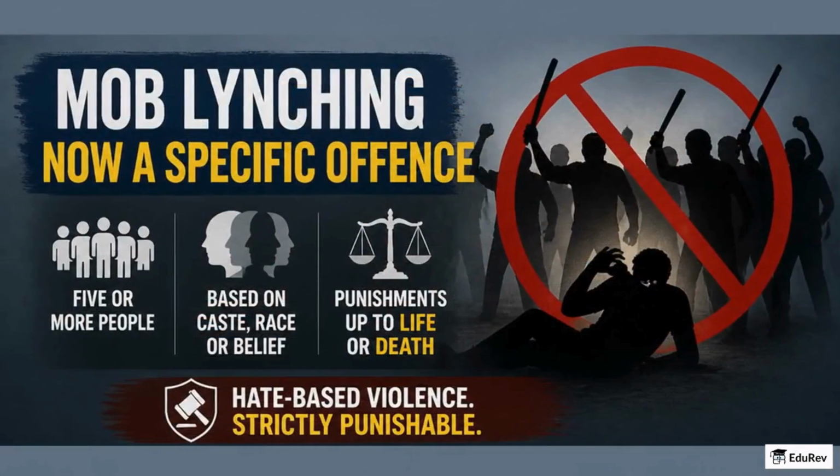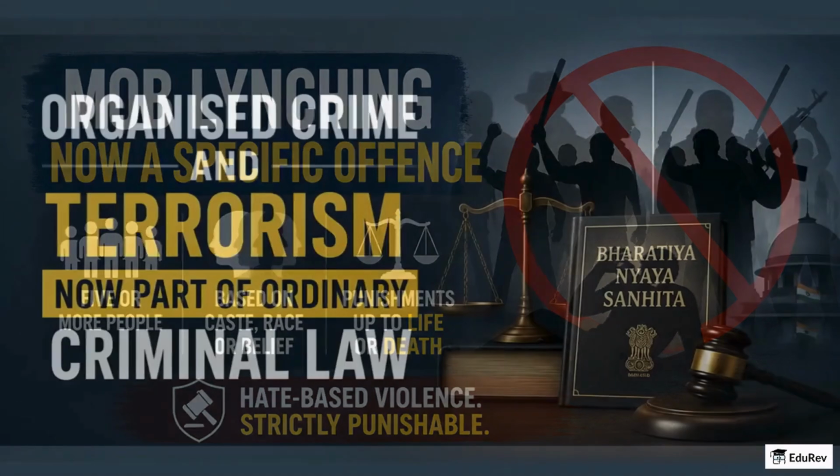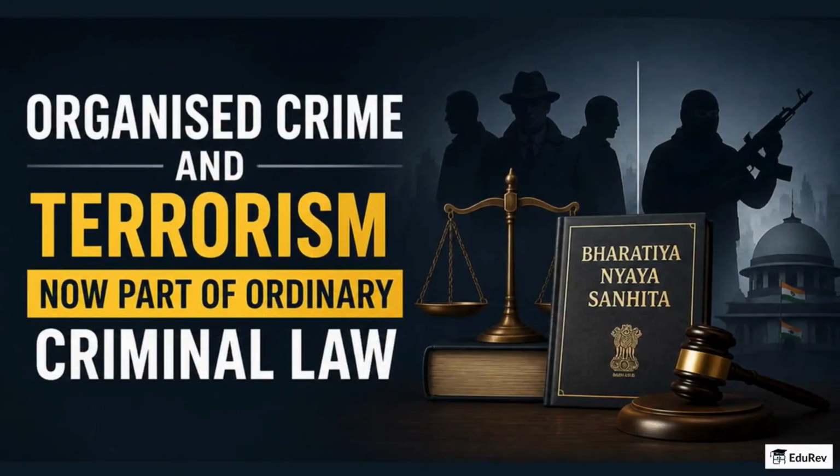Now the headline additions in the BNS. First, mob lynching is now a specific offense when 5 or more people kill based on caste, race, or belief, with punishments up to life or death. Organized crime and terrorism are now expressly included in ordinary criminal law. A major shift from special statutes like UAPA or state MCOCA laws.